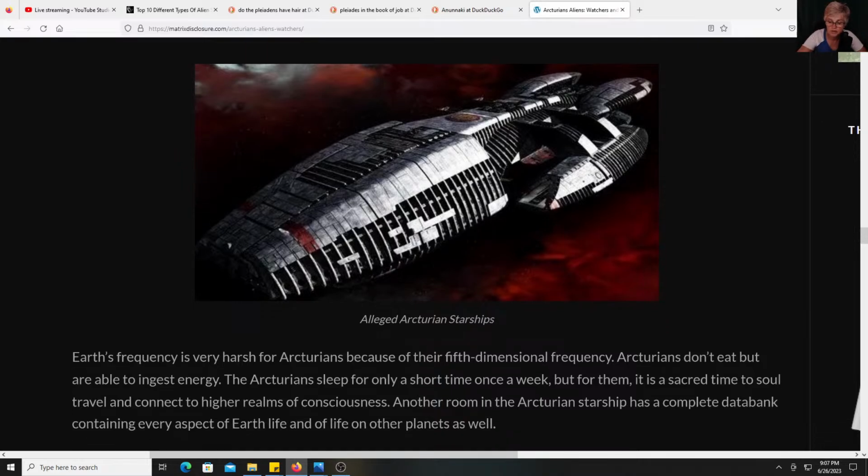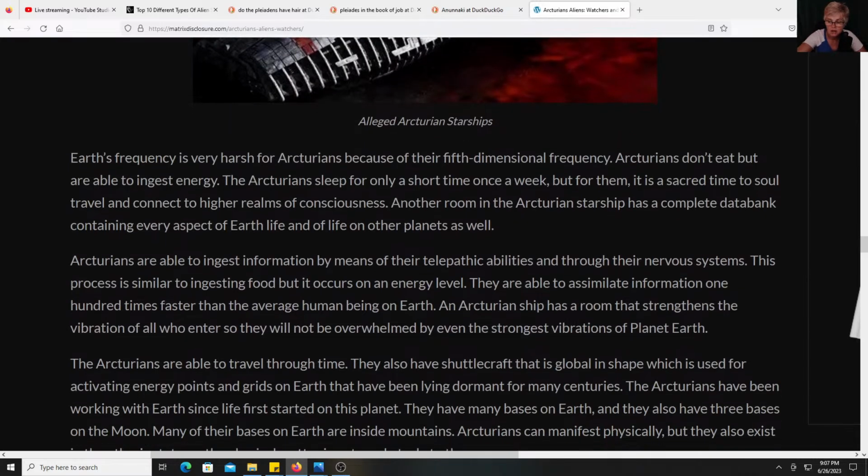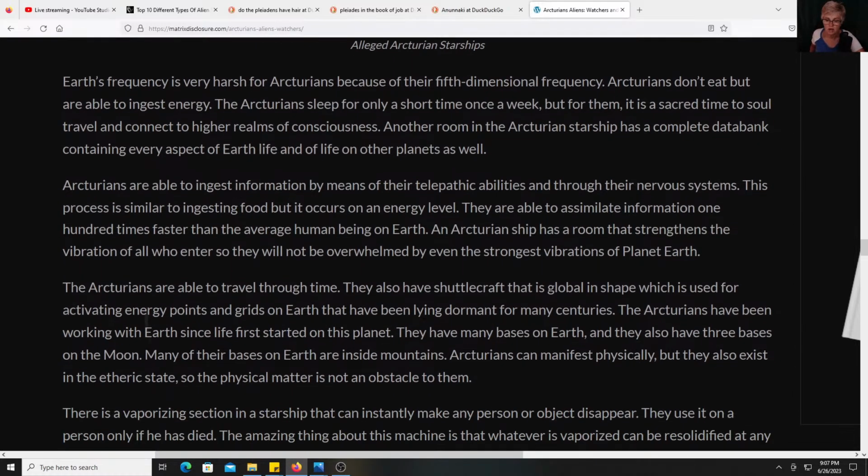Another room in the Arcturian starship has a complete data bank containing every aspect of Earth, life, and of life on other planets as well. Arcturians can ingest information by means of their telepathic ability through the nervous system, just like people do their food. But it's an energy level. They're able to travel through time.